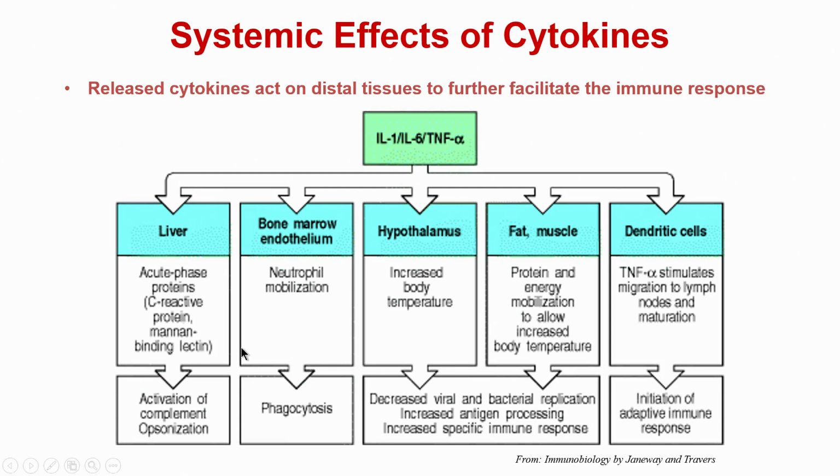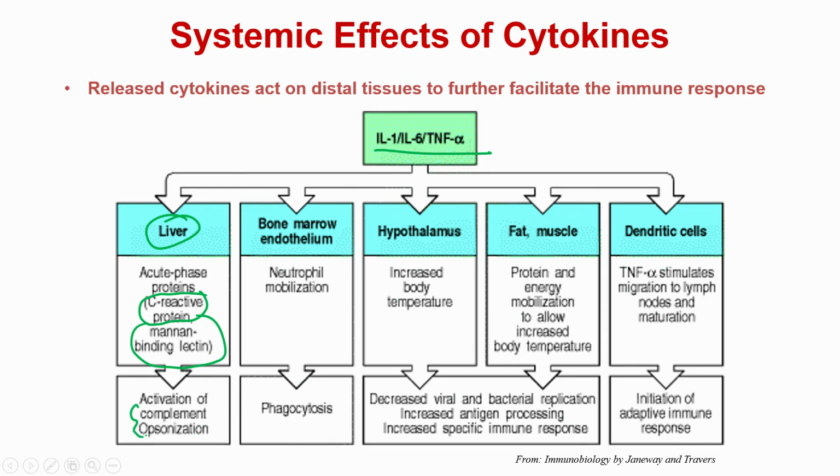So, what are the systemic effects of the cytokines? The released cytokines can act on distal tissues to further facilitate the immune response. This is on the systemic effects of it. Some of these proteins, like IL-1, IL-6 and TNF alpha, can potentially do that. If they go to the liver, they will activate some other proteins like C reactive protein and mannose lectin. This leads to an activation of the complement system.